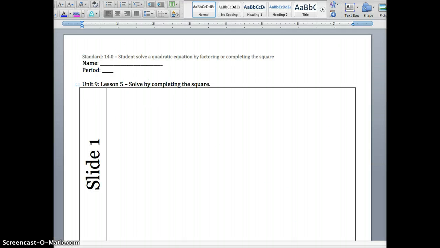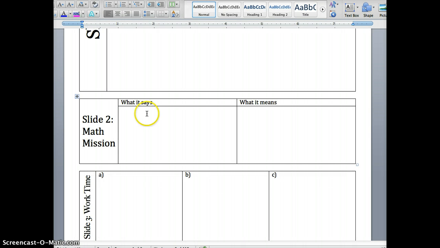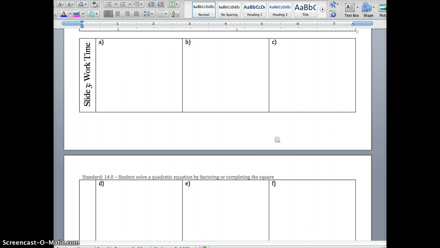Okay, so on your paper, this is the one I handed you guys on the way in. Slide 1 should be all filled out. Slide 2, what it says, what it means, we filled that out together. Those 3 questions, I answered A for you guys, I answered C for you guys, and E. You're left with D, B, and F to fill out. Okay, this is where they go. This is in the front, this is on the back.